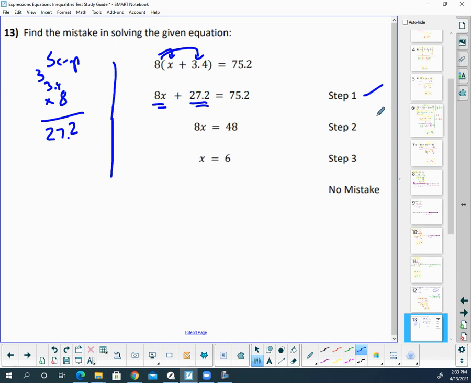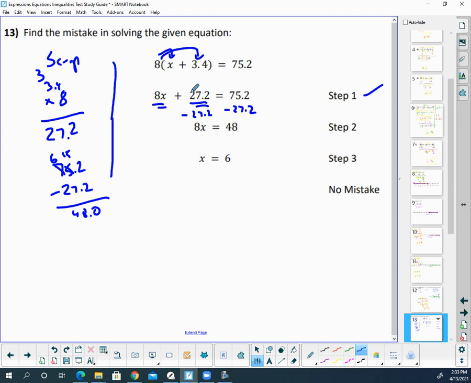Well, now I need to go from this line to this line. So it looks like step 1 is good, no mistake there. Subtract 27.2 from both sides. When I subtract 27.2 from both sides, the left side just becomes 8x. That looks good. And 75.2 minus 27.2. 2 minus 2 is 0. 5 minus 7, can't do that, so I'm going to regroup. So this becomes a 6. This becomes 15. 15 minus 7 is 8. 6 minus 2 is 4. So that's 48.0, or it's just 48.